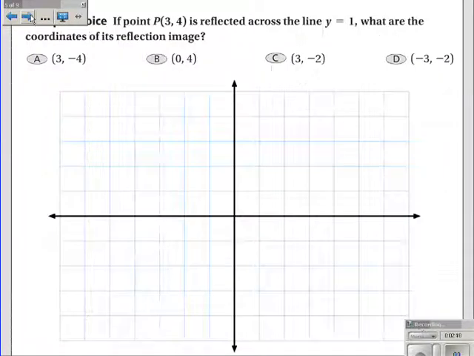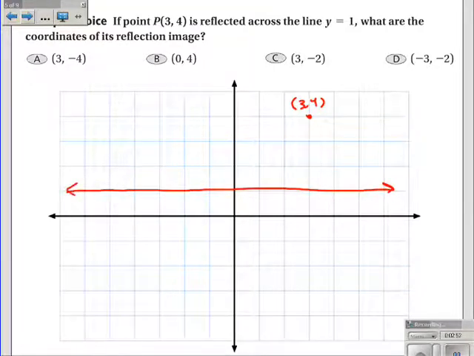Okay, so if point 3, 4 is reflected across the line y equals 1, what are the coordinates of its reflection? It's a multiple choice question. So I'm first going to plot the point 3, 4. So from the origin, I go 3 in the x direction, 1, 2, 3, and I'm right here. And then I go up 4 in the y direction, 1, 2, 3, 4. So my point 3, 4 is right here. Okay, the line y equals 1. Now y equals is going to be a horizontal line where y is always equal to 1.